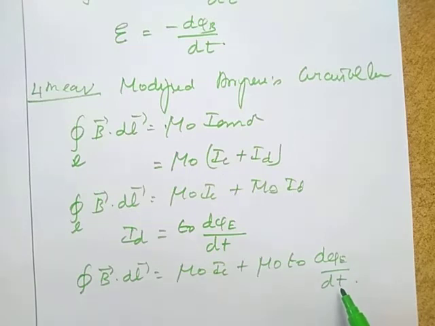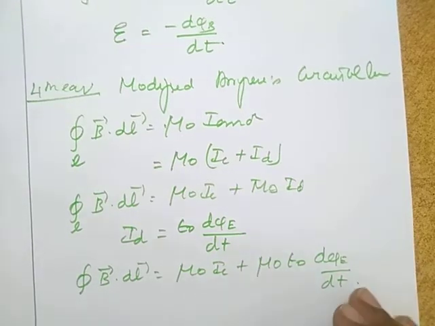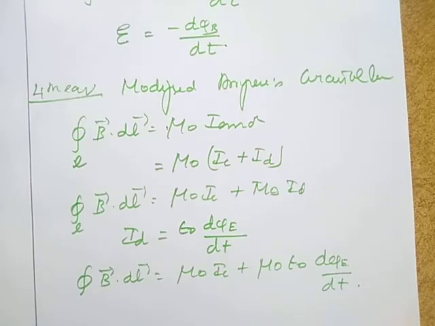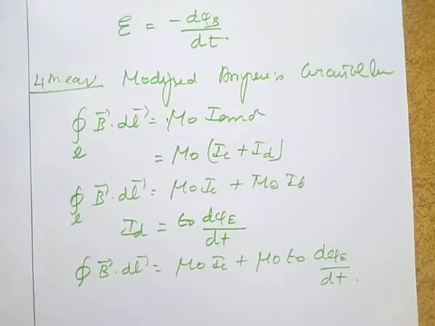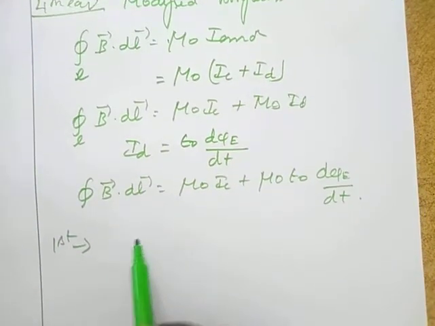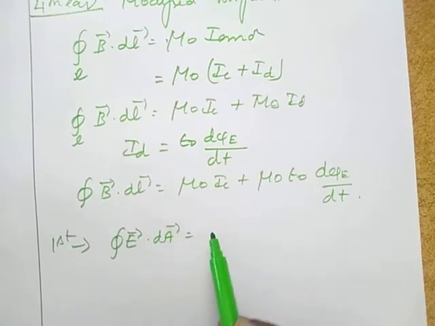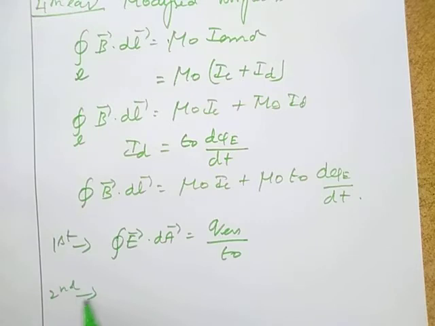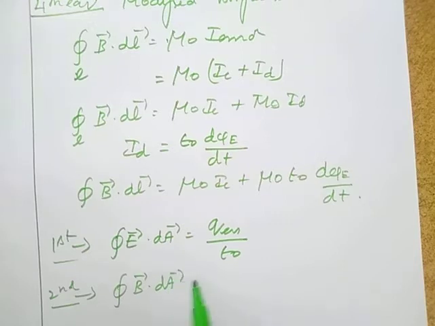These are the four equations of Maxwell. By using these equations we can ensure the existence of electromagnetic waves. See, the first equation is called Gauss law in electrostatics, that is the closed surface integral of E vector dot dA vector is equal to Q enclosed by epsilon naught. Then the second equation is Gauss law in magnetism, the closed surface integral of B vector dot dA vector is equal to 0.